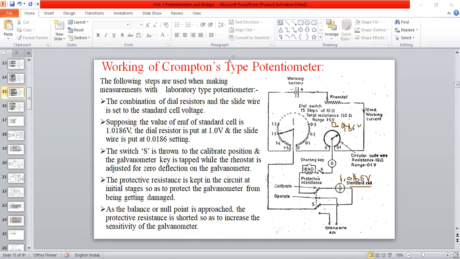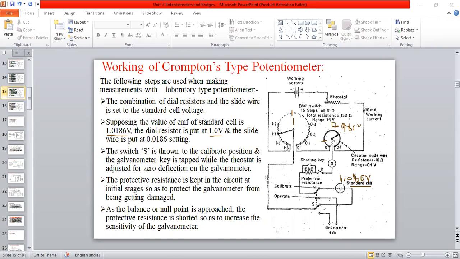So suppose the value of EMF of the standard cell is 1.0186 volts. In that case, the dial resistor is put at 1 volt. Here is the knob, the dial switch. I will put this one at 1 volt. And the slide wire is put at 0.0186 here somewhere.